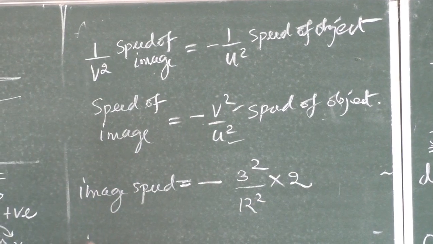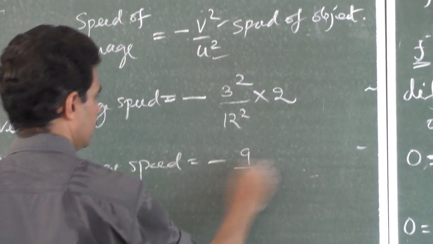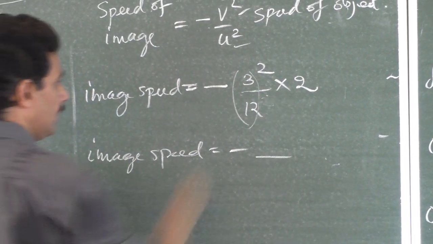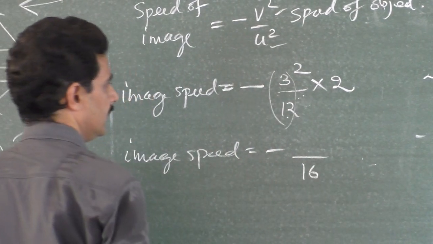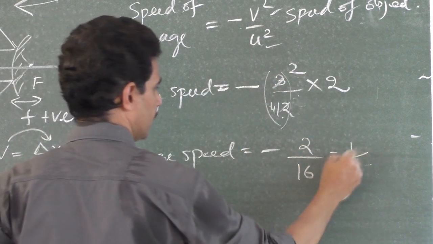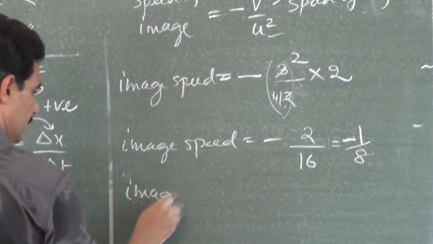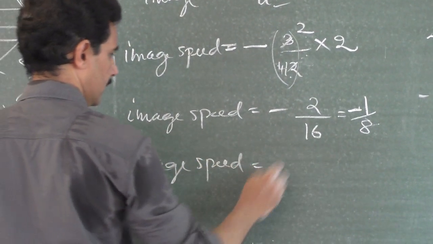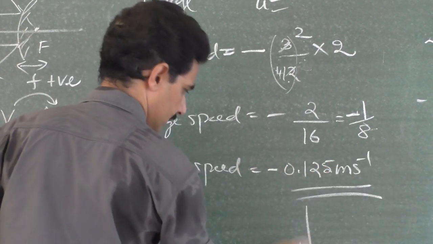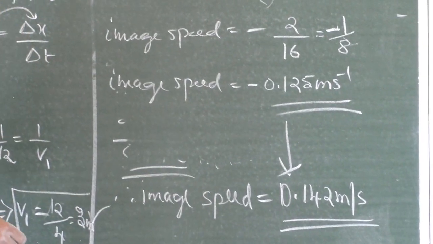So what is the image speed? Is equal to minus 9 by, okay, I will put this whole under square, 1 by 4 square, 16, am I right? It is 3 fourths whole square, 2. This is 1 by 8 with a minus sign. So what is image speed? Image speed is minus 0.125 meters per second. See, this is actually the correct answer. At this position, remember, it is correct.